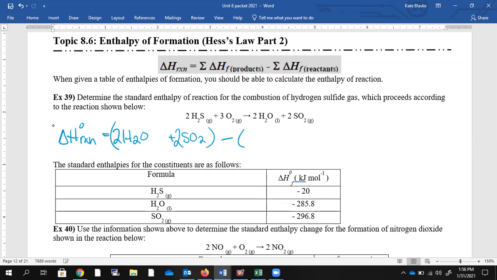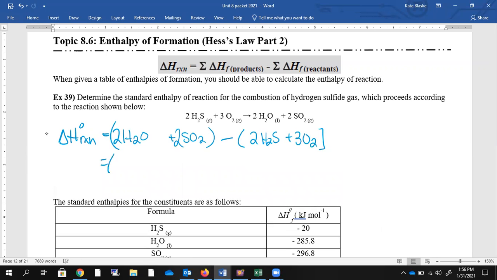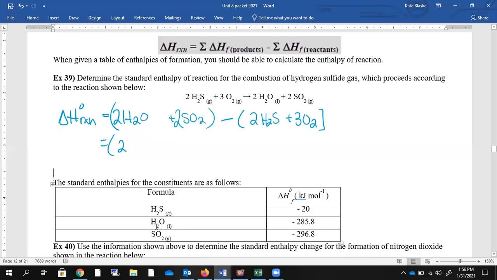And then I need to subtract away my reactants. So I've got 2 hydrogen sulfides, and then I've got 3 oxygens, but those, remember, a heat of formation is going to be 0. Now we need to make sure that we're being very careful about states of matter. Sometimes they might give you some extra data that you don't need to use. They might give you both H2O liquid and H2O gas to see if you're paying attention. So I have water as a liquid, so I need the heat of formation for liquid water. And I'm going to multiply that by 2 because notice that this is kilojoules per mole. I have 2 moles of water.